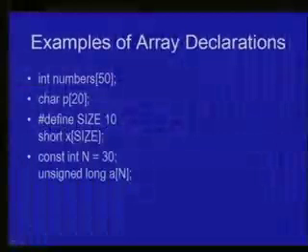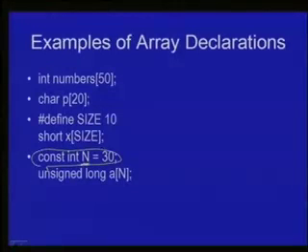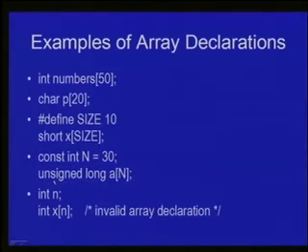Here is the next example. In this case, we have declared the size of the array to be capital N, where N is declared to be a constant in a different way. This style of declaring constants is also something that we have already seen, and the base type in this example is unsigned long. Here is an example in which the array declaration is invalid.